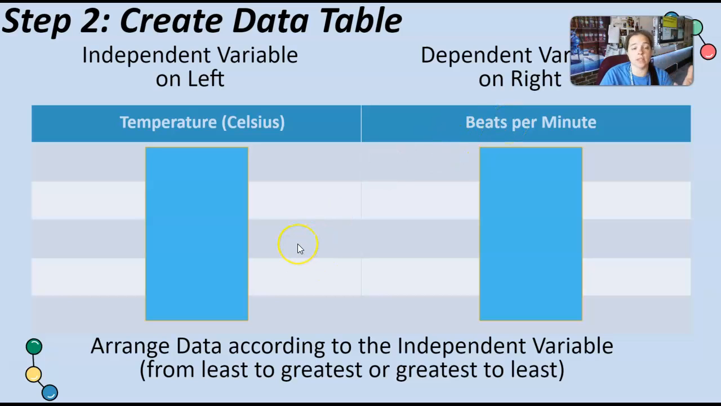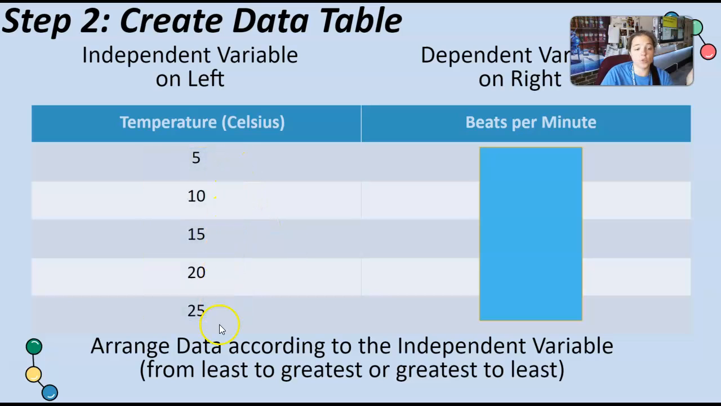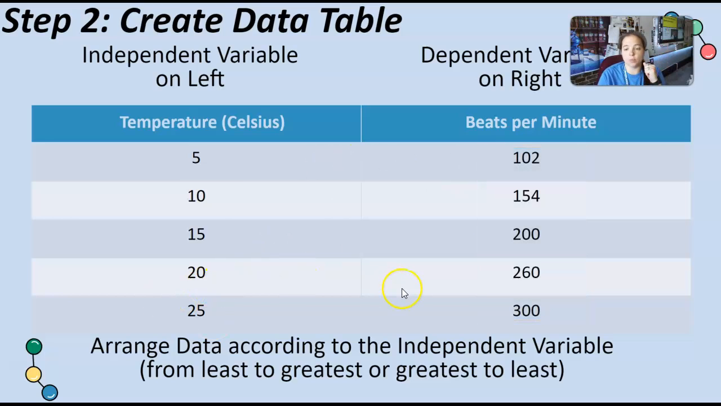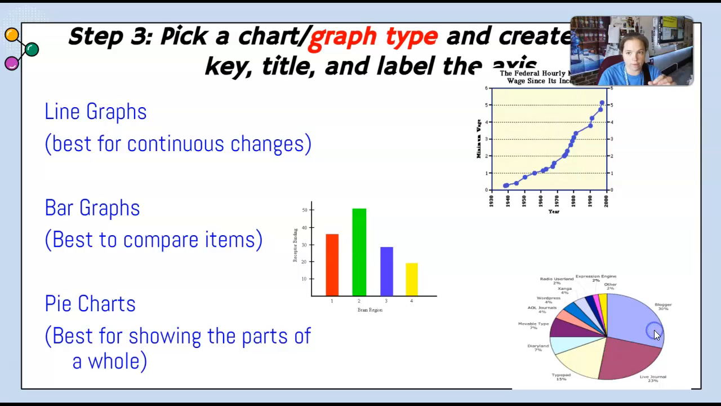And when I organize the data based on what you've seen, I should have 5, 10, 15, 20, 25. I have to reorganize it because when you saw on the other slide, they were all out of order. And once I do that, I just got to match up the beats per minute. And then I got to put them into a graph.